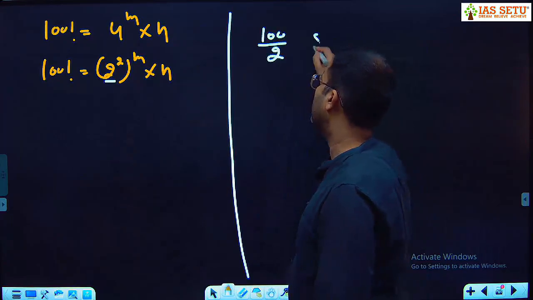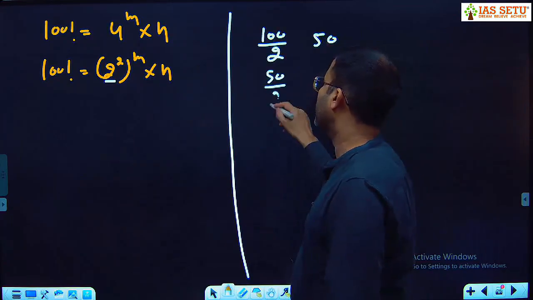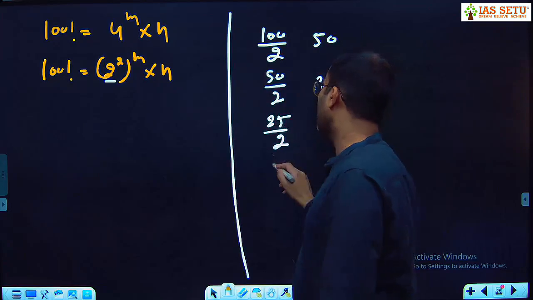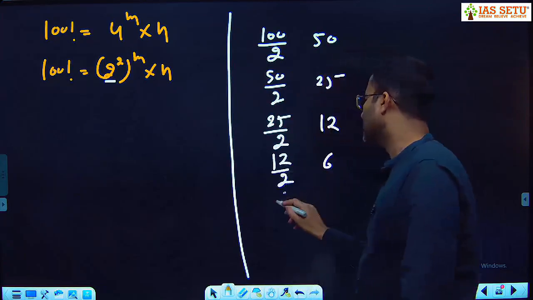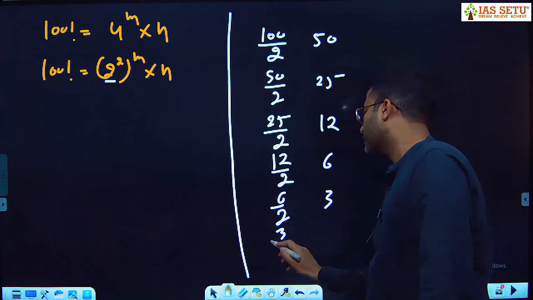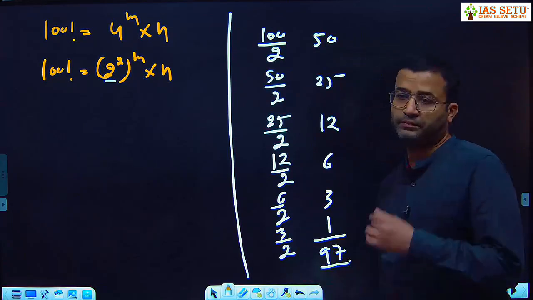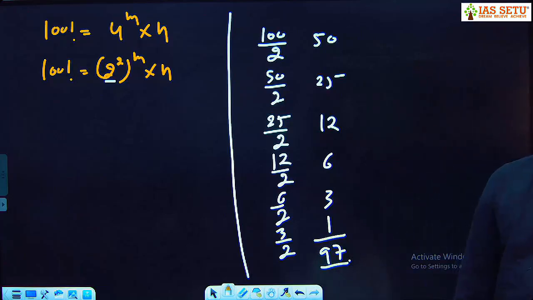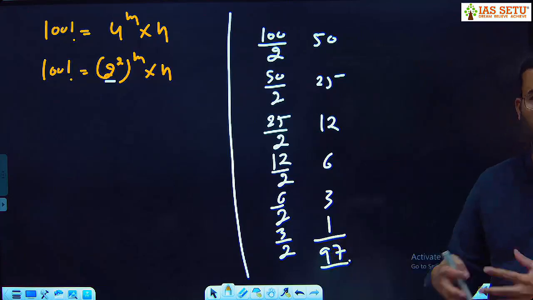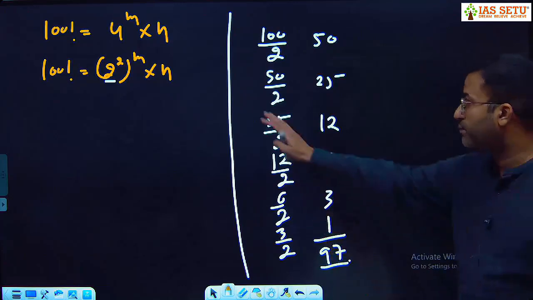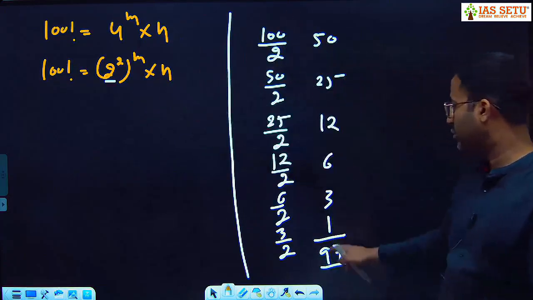100 divided by 2, 50. 50 divided by 2, 25. 25 divided by 2, 12. 12 divided by 2, 6. 6 divided by 2 is 3, 3 divided by 2 is 1, total is 97. But the answer is not 97, it is 2s. इसके 4 भी बनाने हैं. Step number 1 this, step number 2 this.